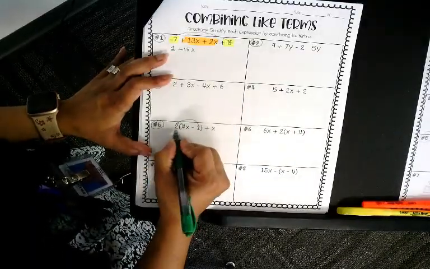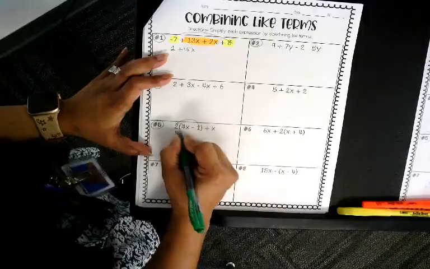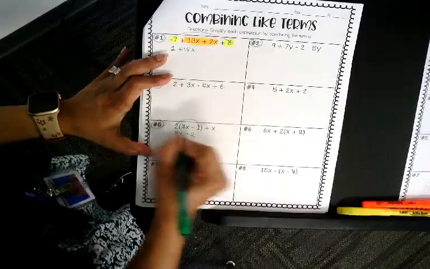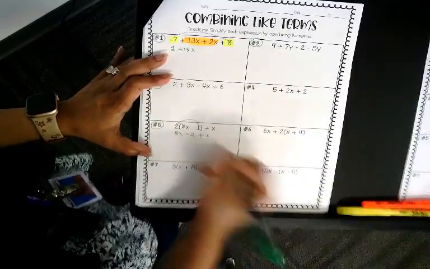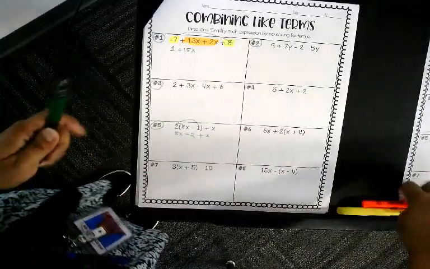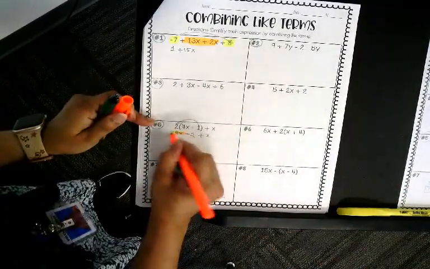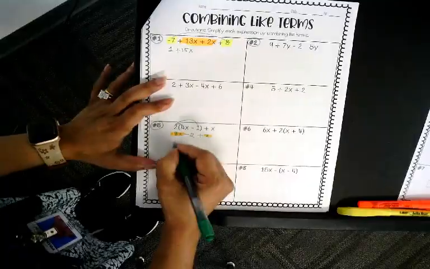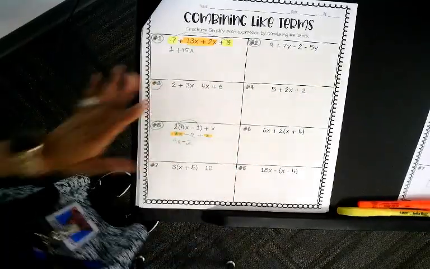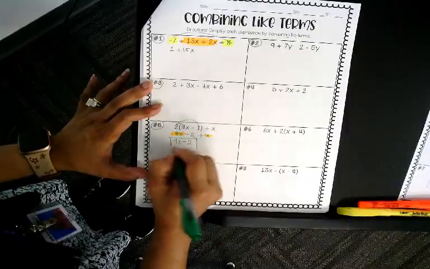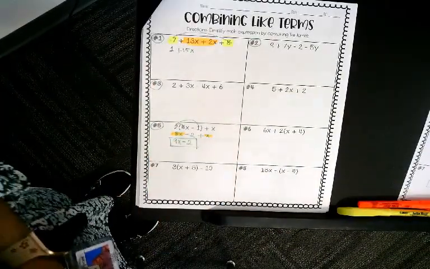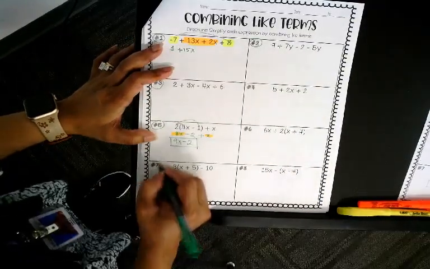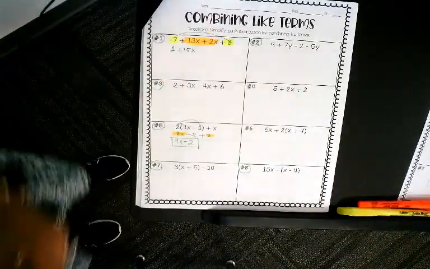We're going to get 4 times 2 is going to be 8x, and 2 times 1 is going to be 2. Is it a plus 2 or a minus 2? Minus, because plus and minus makes it a minus, and then a plus x. Now we're going to do the like terms. What are the like terms over here? 8x and x. So we're going to add them. So what do we get? 9x minus 2. We good? All right. Any question? All right. Go ahead, do number 7 and 8. I'm giving you a minute.